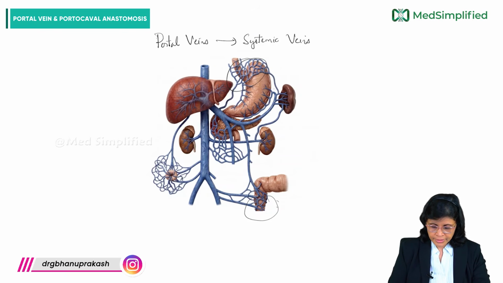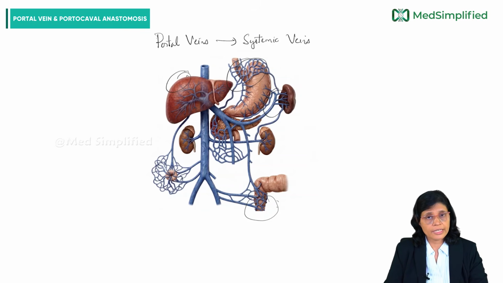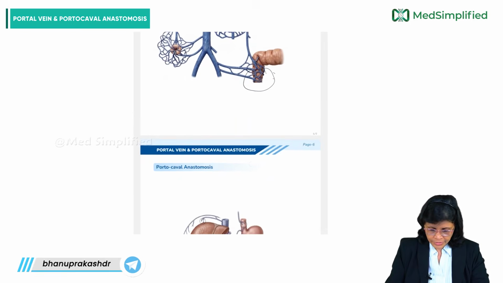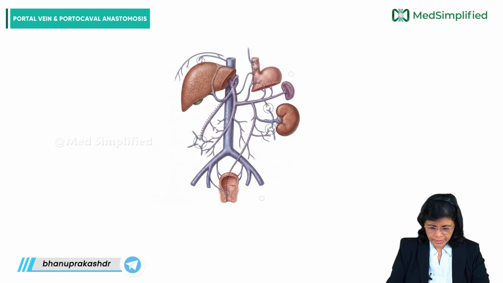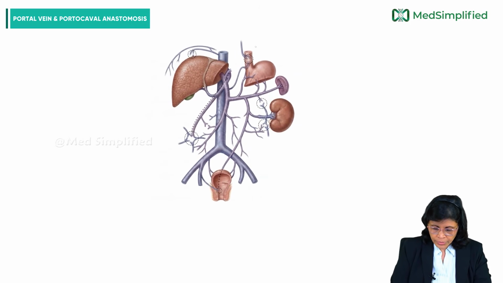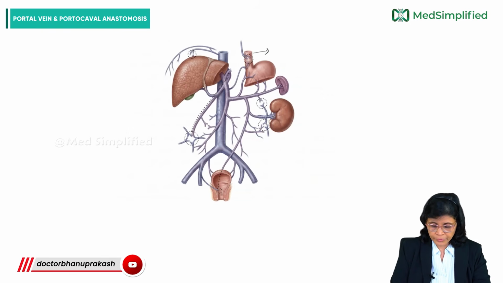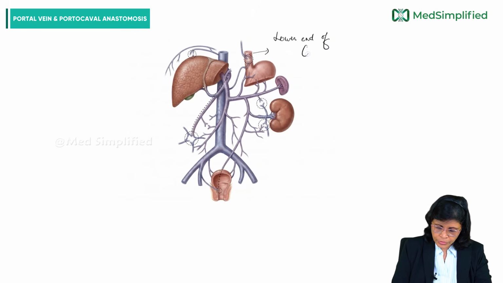Then there is near the splenic and the kidney, behind the bare area of the liver. So there are many sites where the anastomosis takes place. Let's look at the different sites where the anastomosis takes place between the portal system and the vena cava system or the systemic veins. The first important site is at the lower end of the esophagus.